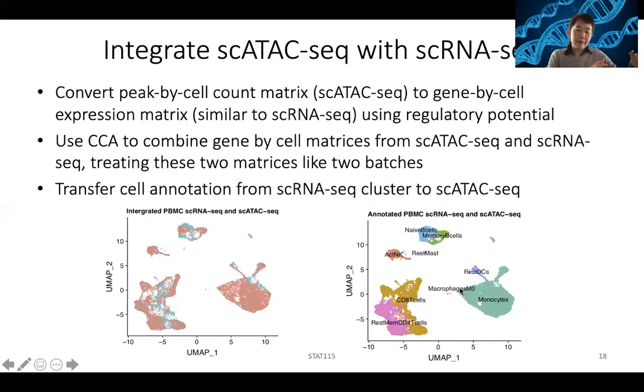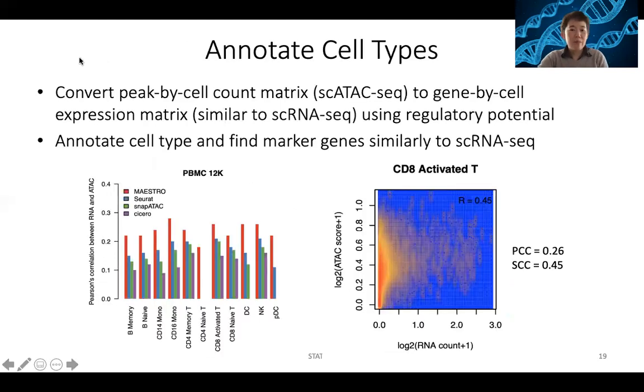Okay, so basically using the regulatory potential, we can convert the original peaks into genes. And once you have single cell ATAC-seq and single cell RNA-seq both in the gene by cell matrix, you can just pretend there are 2 different batches of the same sample. You can merge them together and annotate the cells. So we can show you, for example, this is the Maestro implementation. This is the Seurat, SnapATAC, Cicero. They use various approaches looking at promoter openness or gene body coverage.